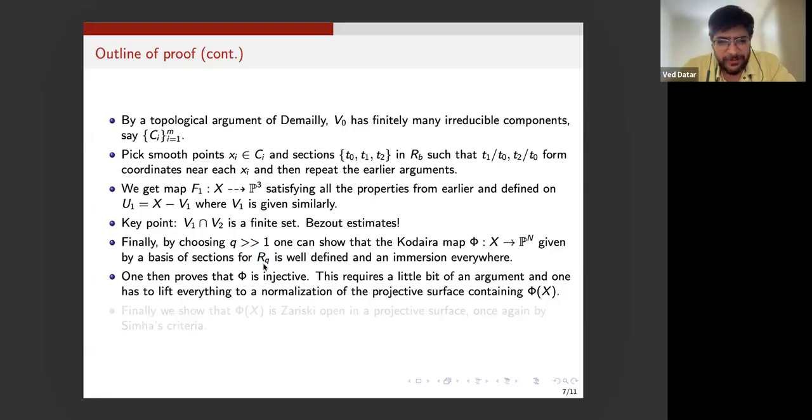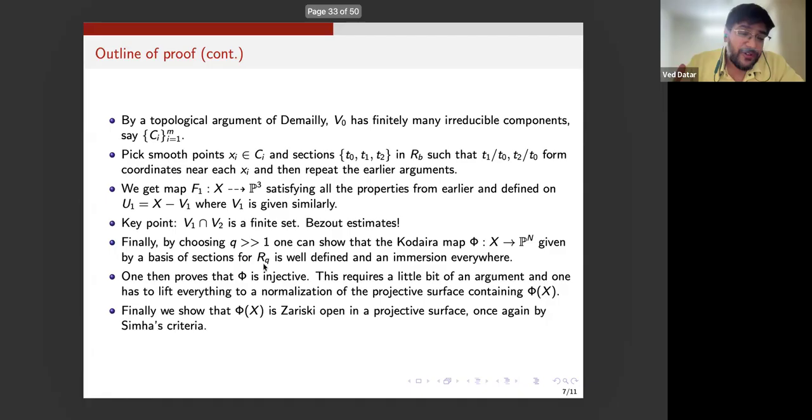So this actually requires a little bit of an argument, and this is the place where we couldn't really understand a piece of the argument in Mok's paper, and so we had to argue a little bit differently. So the idea is that one has to lift everything to the normalization of the projective surface containing phi of X, and then Mok's argument actually works once you lift everything to the normalization. And then finally, we have to again show that phi of X is Zariski open in a projective surface. So we once again run the Simha argument.